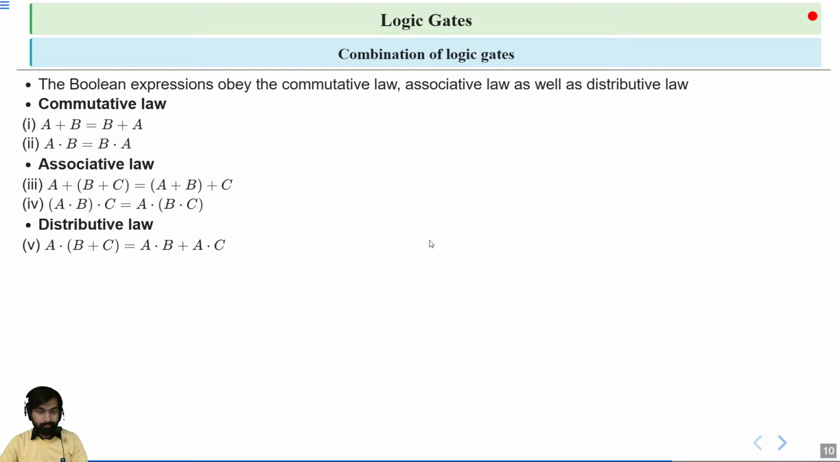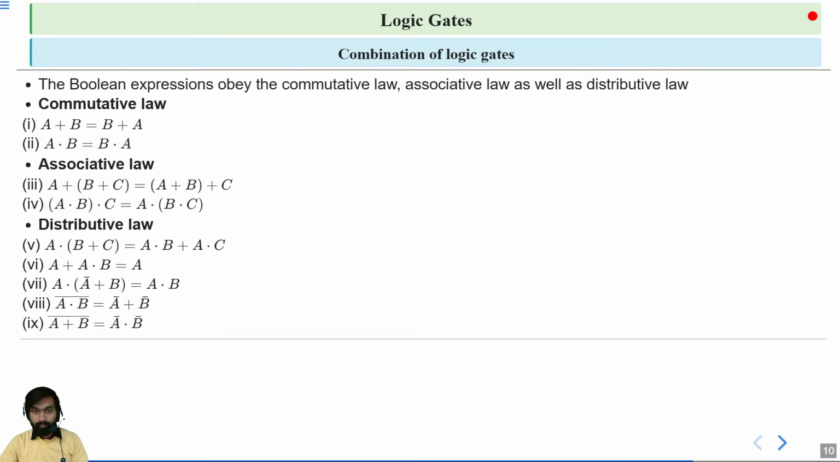A plus A dot B equal to A, and A dot (A complement plus B) equal to A dot B, and (A dot B) complement equal to A complement plus B complement, and (A plus B) complement equal to A complement dot B complement. So this is De Morgan's theorem, the 7th, 8th, and 9th laws. These are some laws in combination of logic gates.